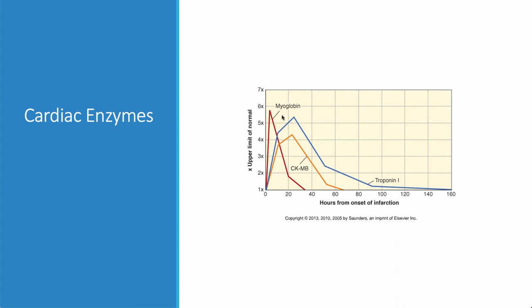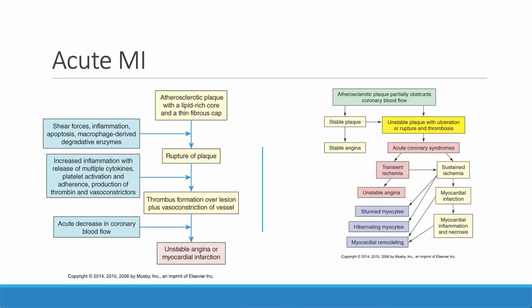We use these to help us understand how old the MI was and how big the MI was. We look at the area under the curve here, and that tells us the total CK, the total troponin spill, and that tells us how big the MI was. Does that make sense? So that's a little bit about how we use the cardiac enzymes at the time of an acute MI or unstable angina.